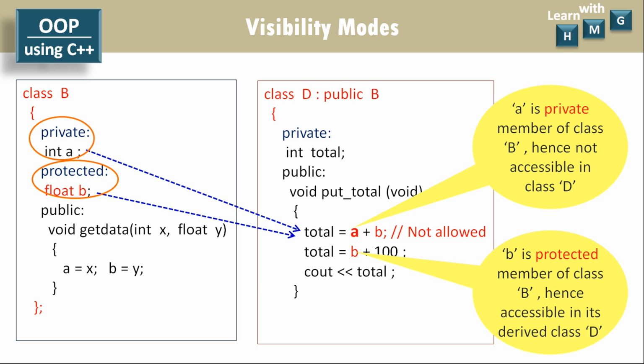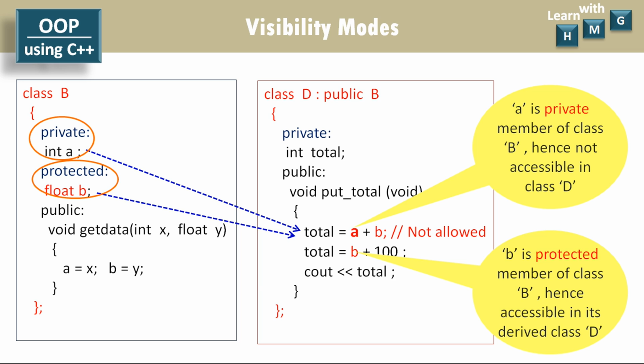End of the class. So like this, here you can easily understand from this example that the private data members are not accessible outside the class. A protected data member is accessible in its immediate derived class.